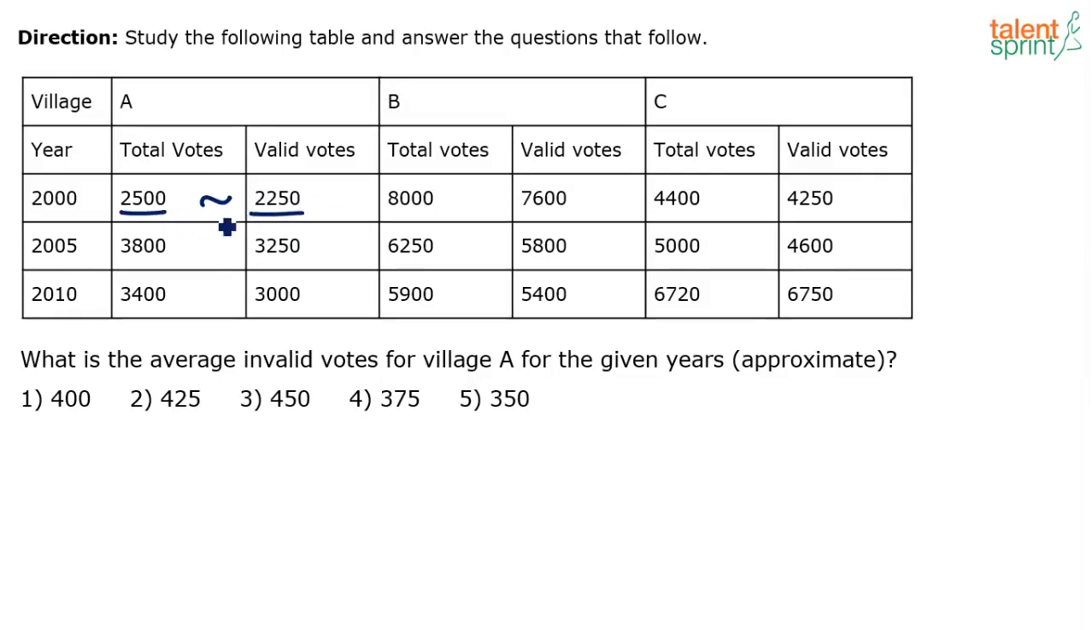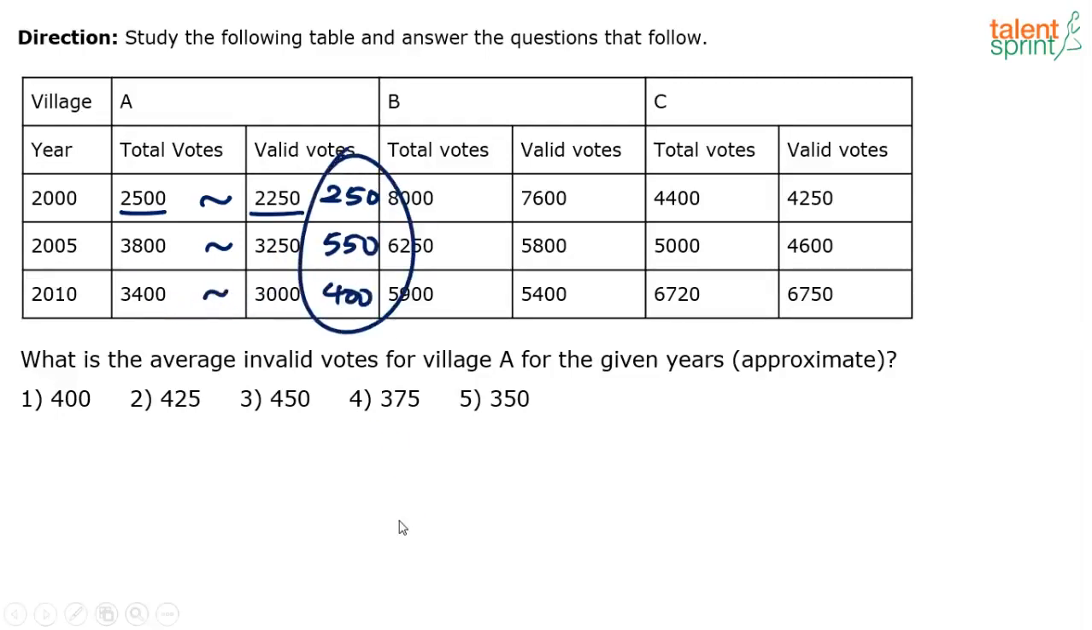So invalid votes in 2000 for village A is going to be what? 250, right? Similarly, invalid votes in 2005. The total votes are 3,800, of which valid are only 3,250. So what is the number of invalid votes? 3,800 minus 3,250, which is 550. And then for the last year, similarly, 3,400 minus 3,000 is 400.